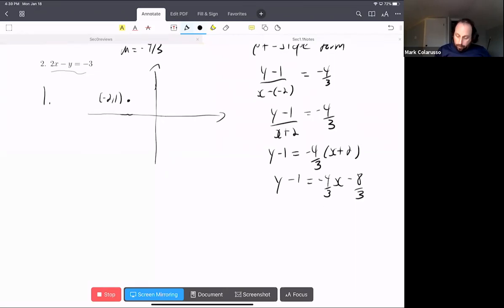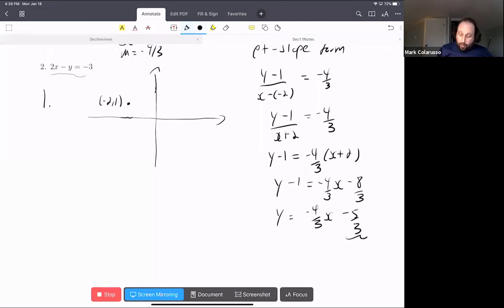If you expand that, you get y is minus 4/3 x plus, so you have to add 1. Adding 1 is adding 3/3, so it's actually going to be minus 5/3. So now we have the y-intercept. The y-intercept is minus 5/3.